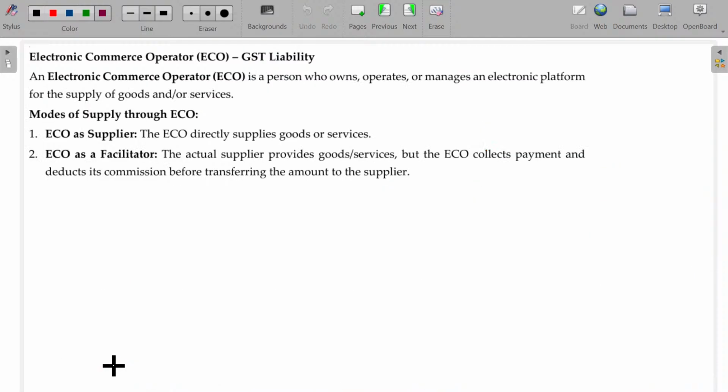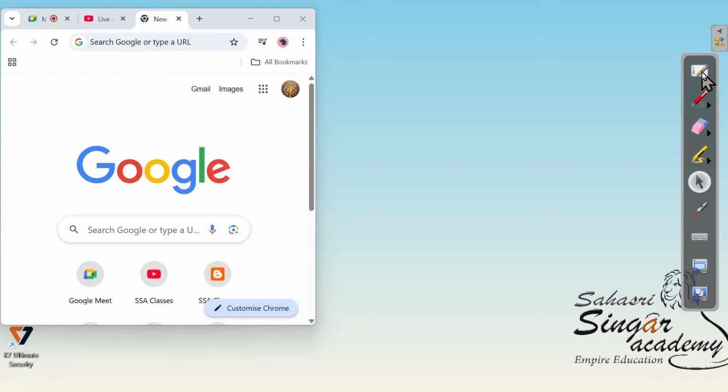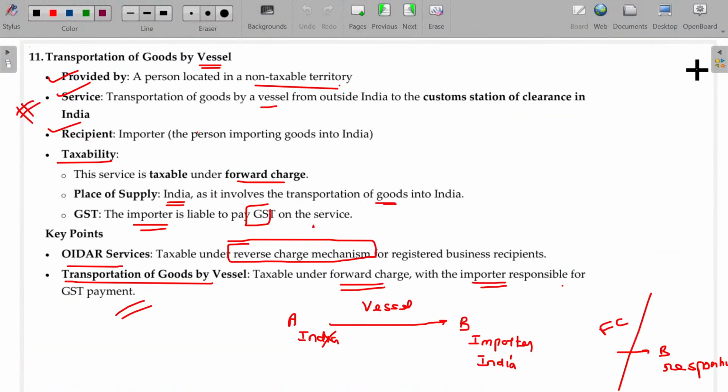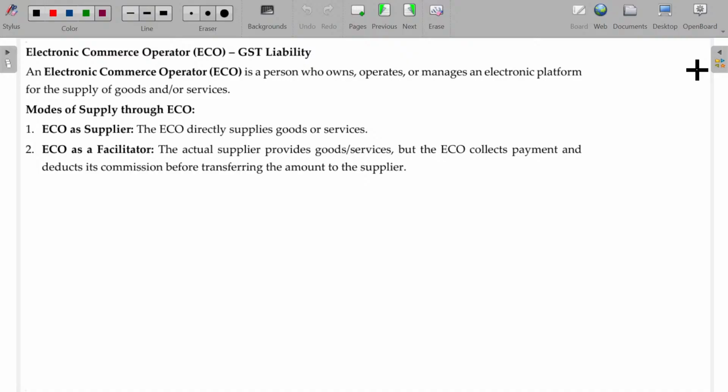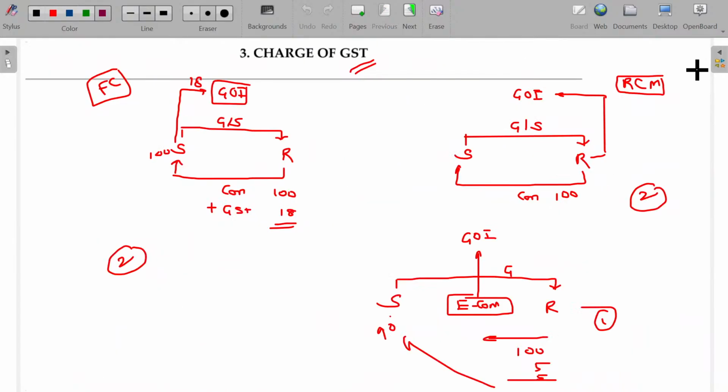Now, so you have completed all these things. With that, RCM is over. We'll see some clarification and explanation of the terms before we go for the composition levy.